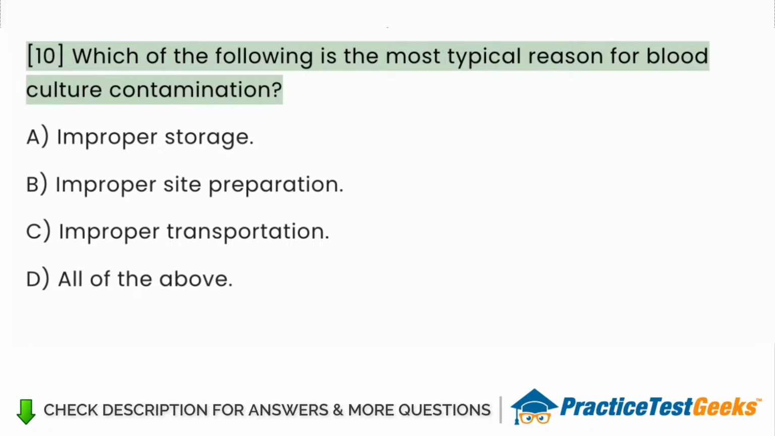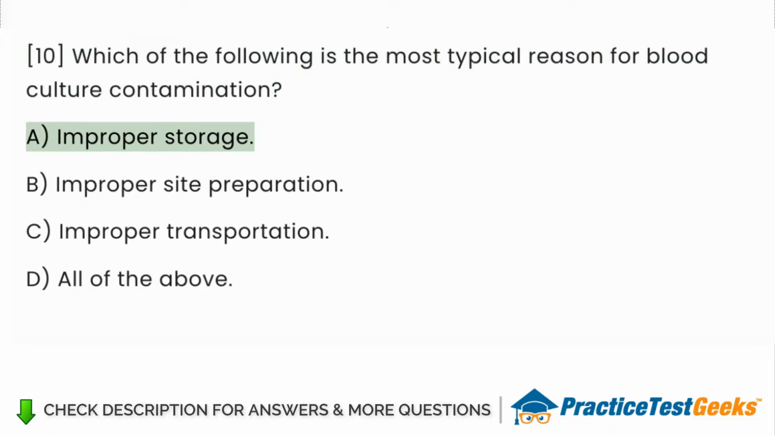Which of the following is the most typical reason for blood culture contamination? A. Improper storage. B. Improper site preparation. C. Improper transportation. D. All of the above.